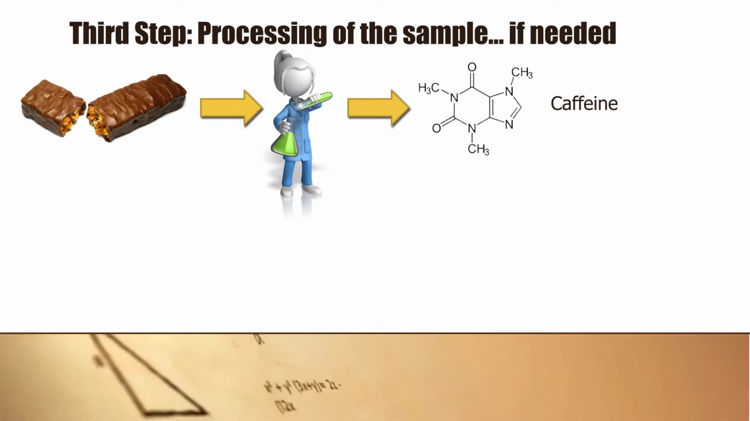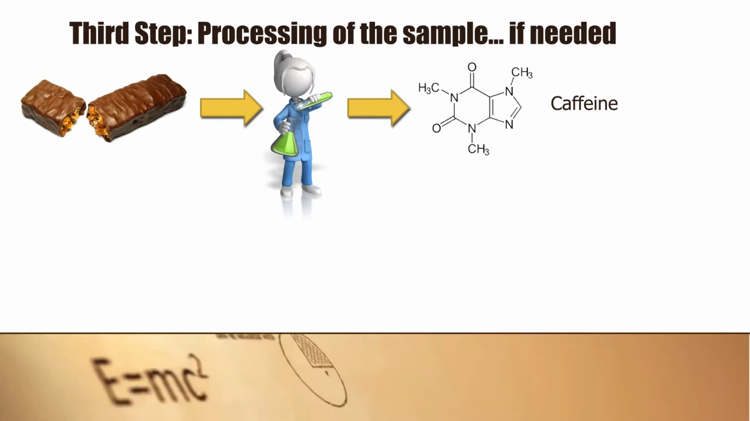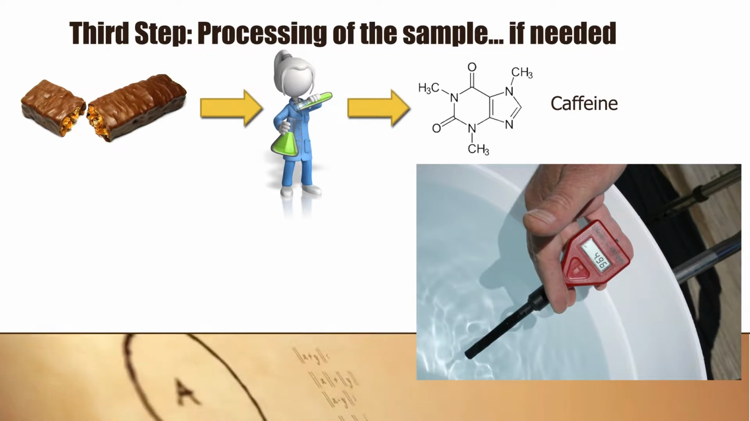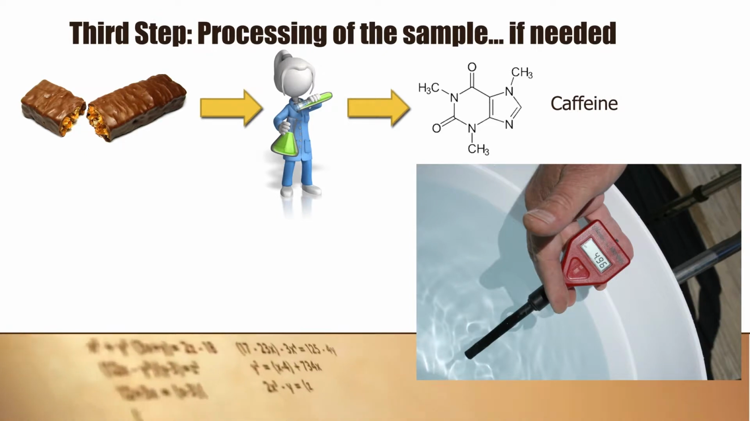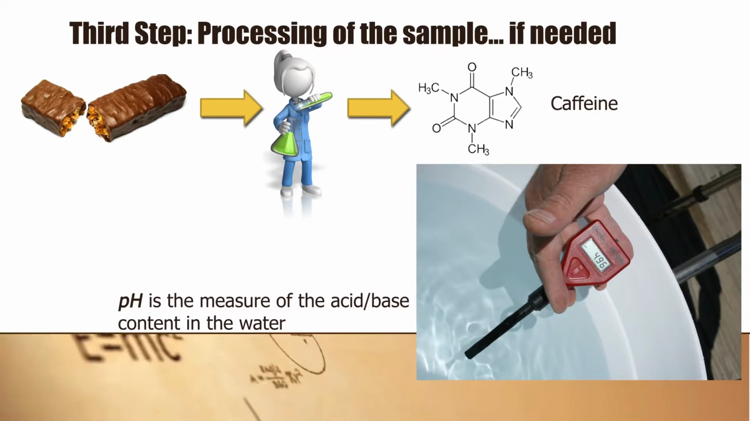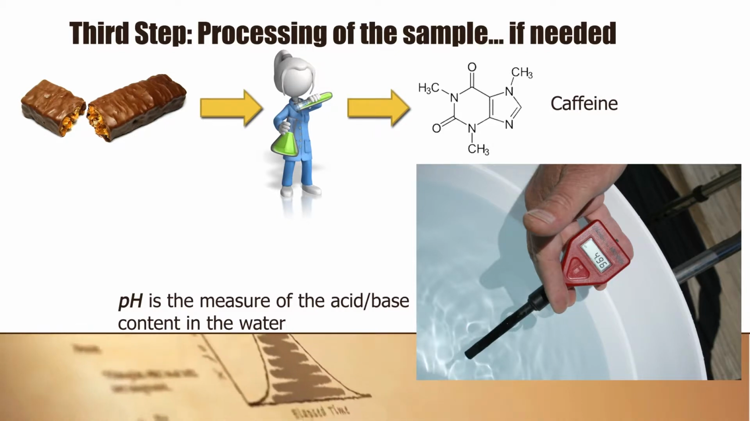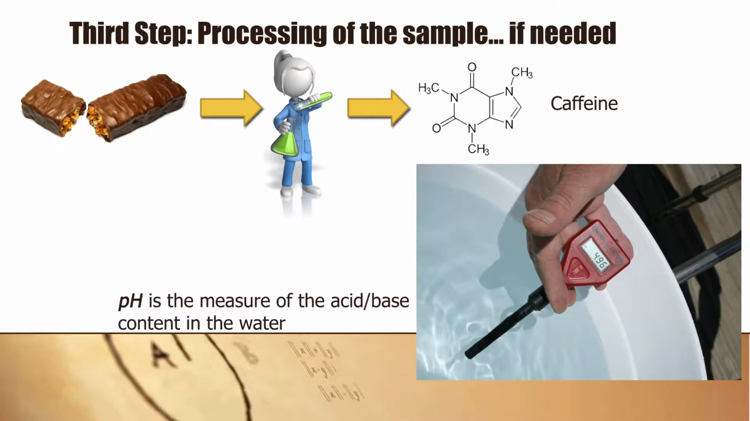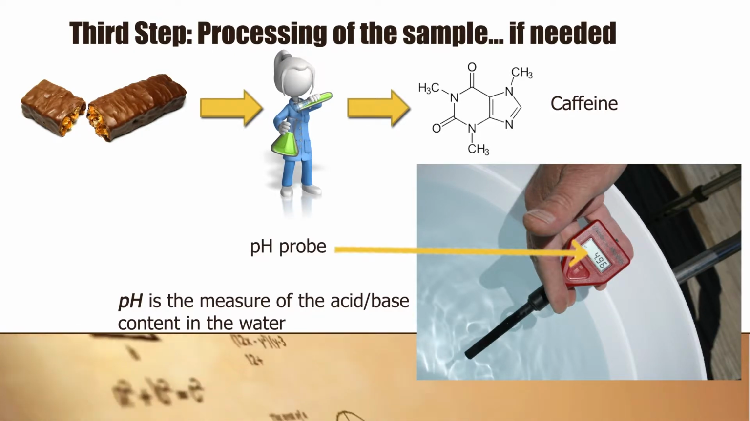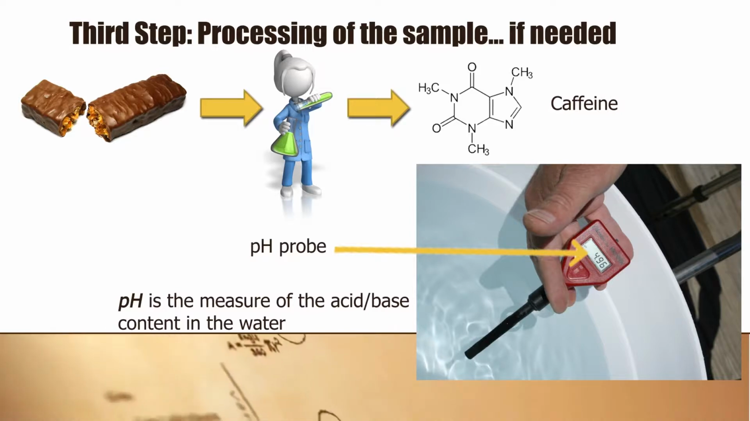An example of a kind of measurement where we don't have to process and isolate everything would be a water sample in which we simply want to measure the pH, either acidity or basicity, of the bulk water. In this case, we just simply put a drop on some pH paper or insert a pH probe directly into the sample. Now that's easy sampling.